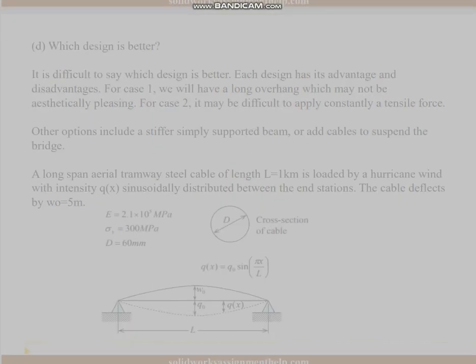D. Which design is better? It is difficult to say which design is better. Each design has its advantages and disadvantages. For case 1, we will have a long overhang which may not be aesthetically pleasing. For case 2, it may be difficult to apply a tensile force constantly. Other options include a stiffer simply supported beam, or adding cables to suspend the bridge.